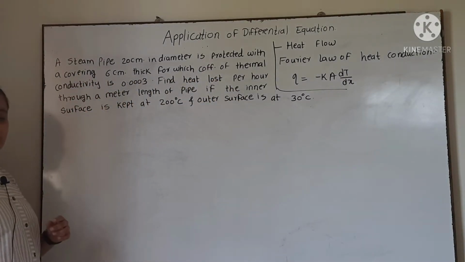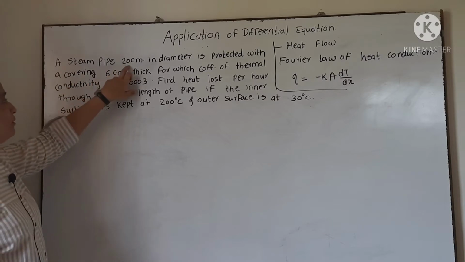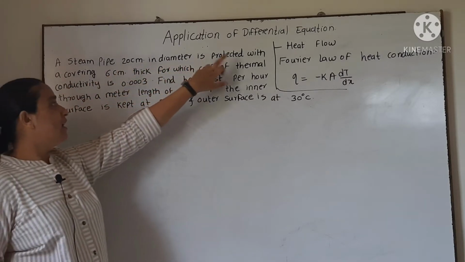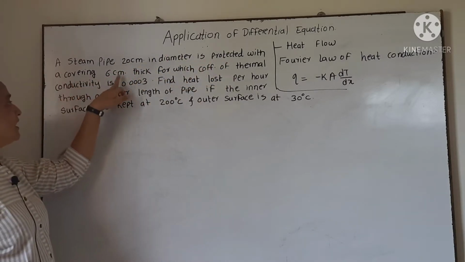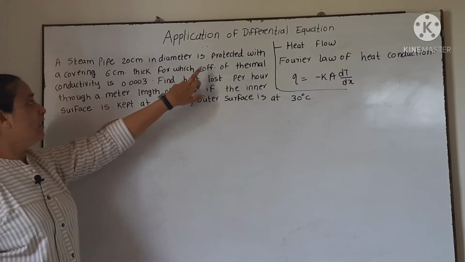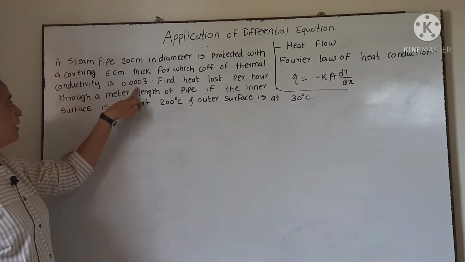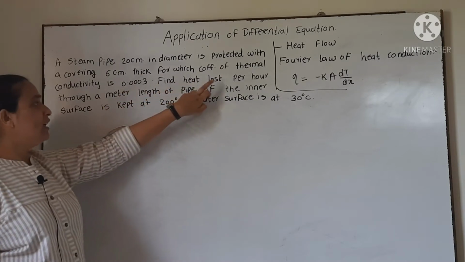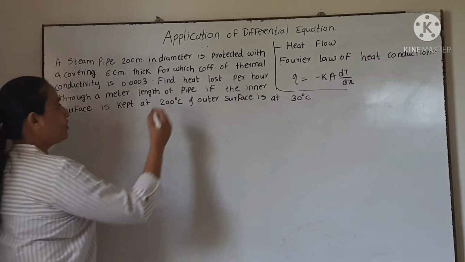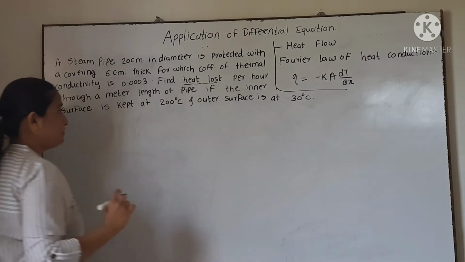Now if you consider the example, say a steam pipe 20 cm in diameter is protected with a covering 6 cm thick, for which the coefficient of thermal conductivity is 0.0003. Find the heat loss. We want to find the heat loss. That means we want the value of Q.